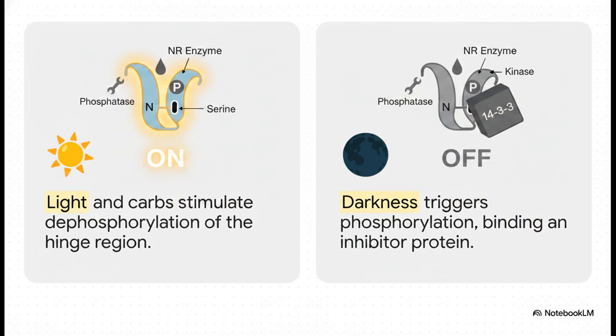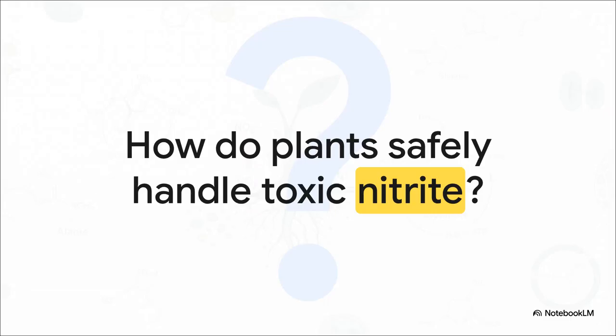This setup is amazing because it allows the plant to adapt to resource availability in mere minutes, instead of the hours it would take to build or break down the enzyme from scratch. So we've successfully reduced nitrate to nitrite. But there's a massive catch here. Nitrite is highly reactive, and it is deeply toxic to the plant. So, how does the plant cell safely handle it before it causes catastrophic cellular damage?